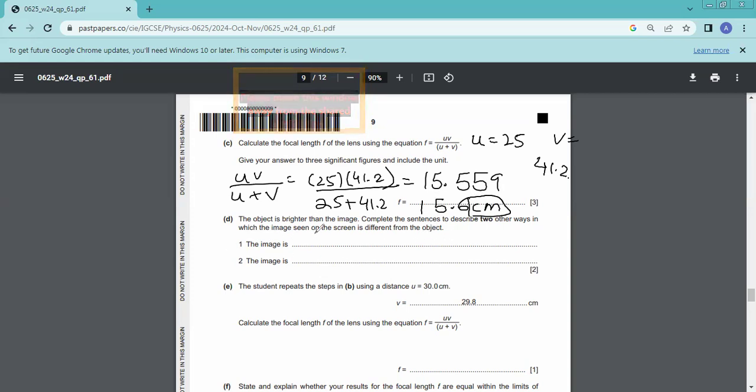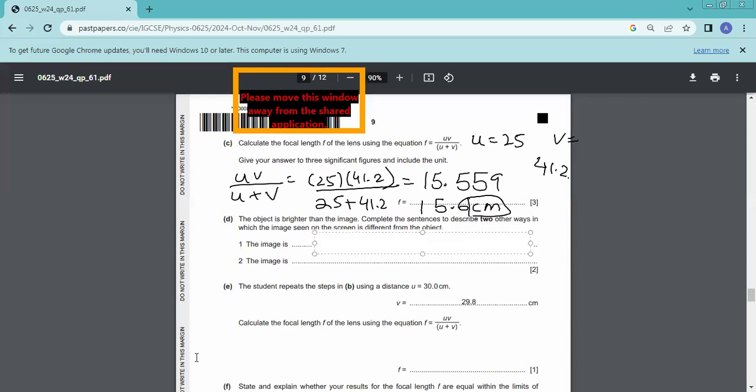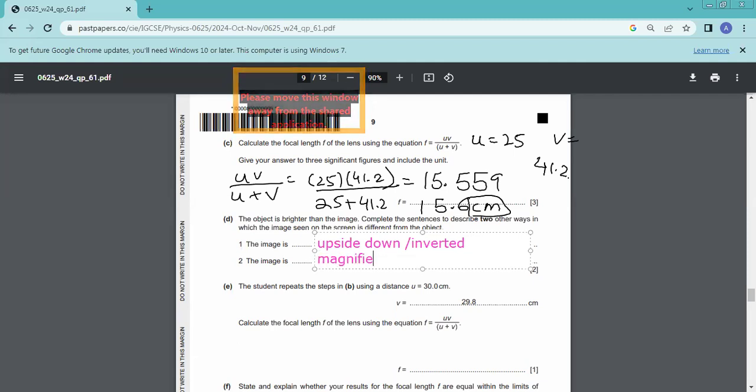Now they say that the object is brighter than the image. Complete the sentences to describe two other ways in which the image seen on the screen is different from the object. So how is the image different from the object? The first thing is that the object is not upside down, but the image is upside down, or you can say it's an inverted image. The second thing is that the image is magnified. It's not the original size. It's the larger image, or the magnified image.